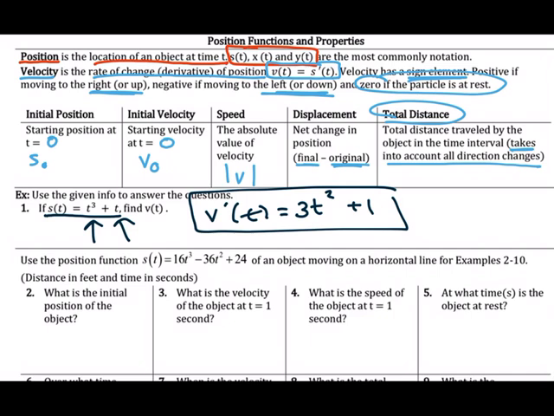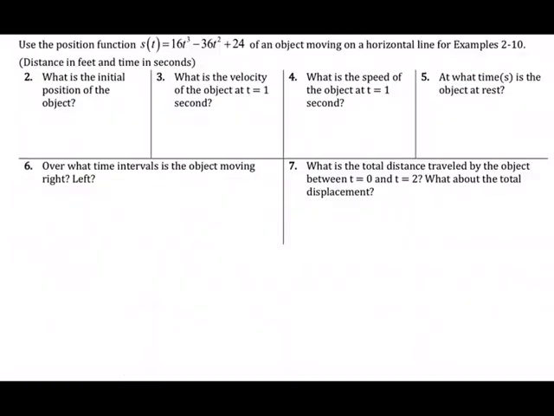Let's go ahead and look at an application of position and velocity. Let's see how the relationship between position and velocity can help us analyze a problem in context. So here it says, use the position function given for an object moving in a horizontal line to answer questions 2 through 7. Question 2, what is the object's initial position?